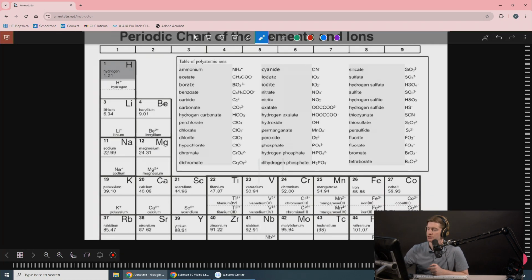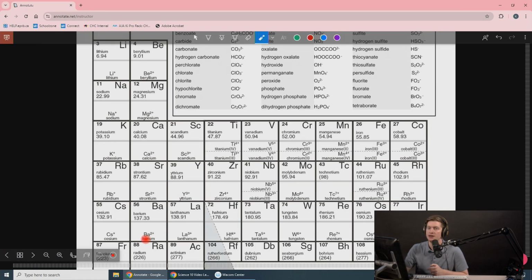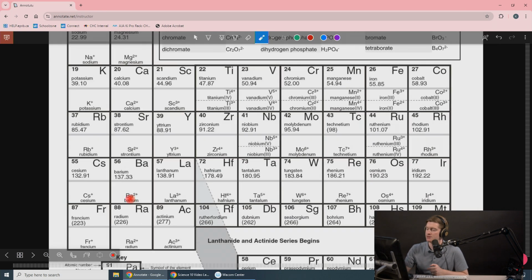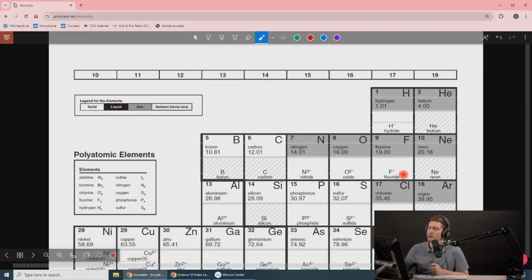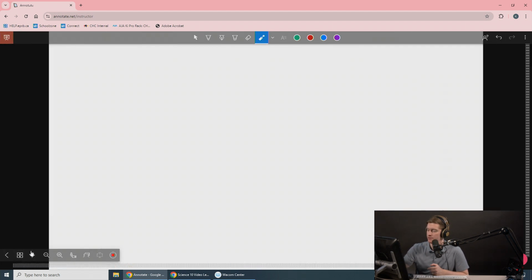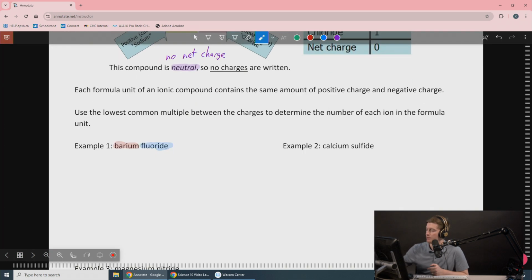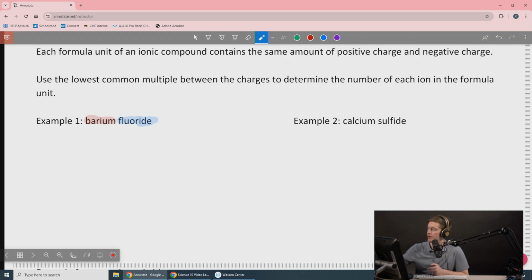Takes a while to get used to searching these, but barium here is down number 56. Barium is Ba2+. And I know the next one is fluoride, which is over here, F-. Just to show you where I found those on the table. Barium fluoride. So I'm going to write down what I've been given. I know that I have barium ion, which is Ba2+, and I also have fluoride ion, which is F-.